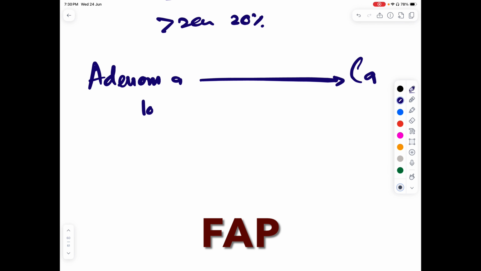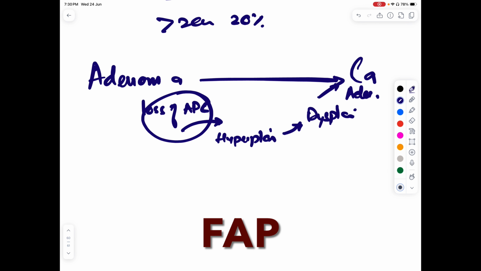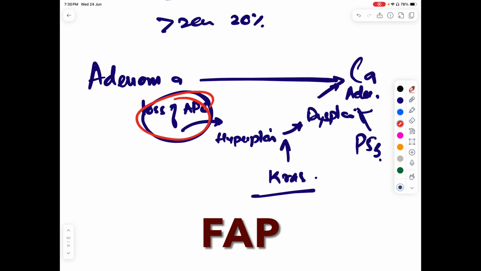So how does it occur? Loss of APC tumor suppressor gene, leading to hyperplasia, then dysplasia, then adenocarcinoma. So first is loss of APC, then there is KRAS activation leading to mutation and dysplasia, then there is P53 loss. Three things: APC, KRAS and P53.